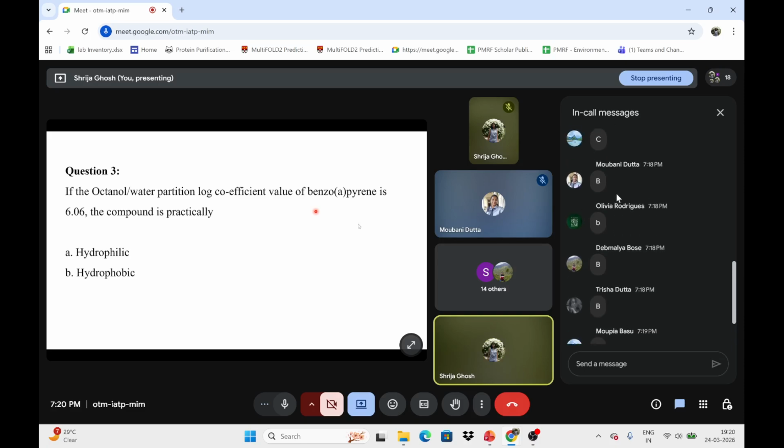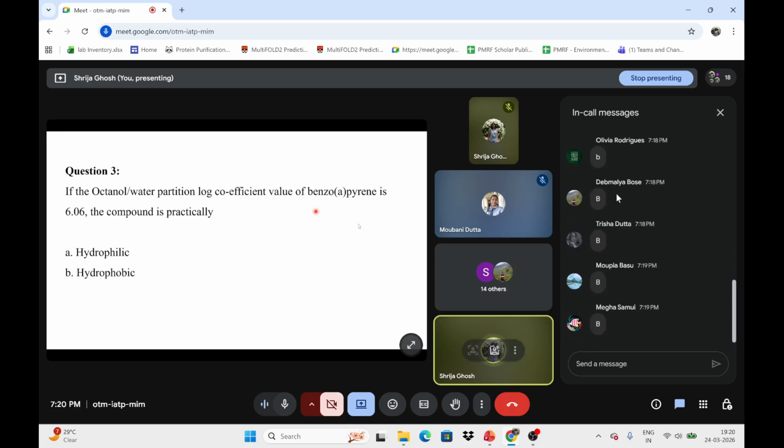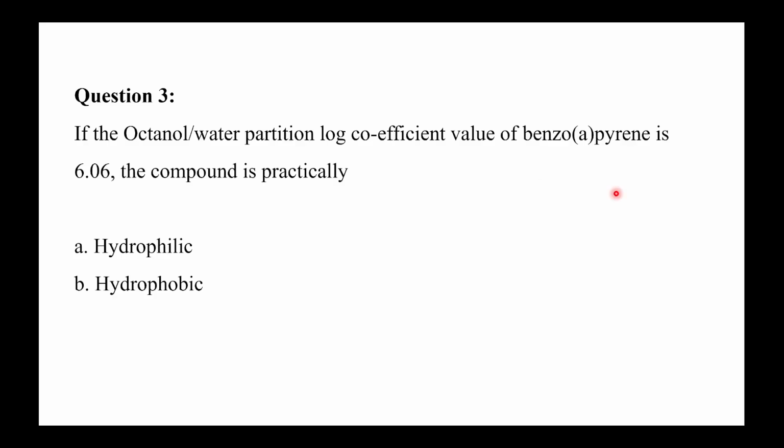Okay. So the answers in the chat box, all of them are option B, hydrophobic. So that is the correct answer, hydrophobic. So this coefficient, octanol to water partition coefficient, basically tells us if benzopyrene is more soluble in octanol or more soluble in water. Water is a polar solvent. So if it is more soluble in water, it is going to be hydrophilic. And if it is more soluble in octanol, which is a non-polar solvent, it is going to be hydrophobic.